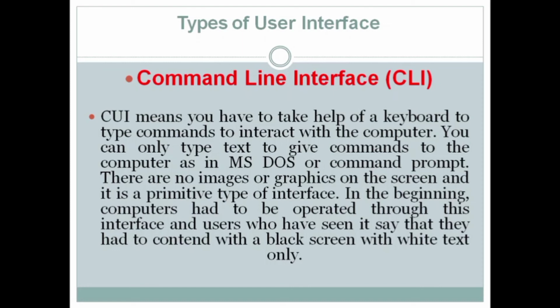So if you want to perform any operation over that, then the only thing that you have is your keyboard. You have to type the commands to interact with the computer. You can only type text to give commands to the computer, as in MS-DOS, Microsoft Disk Operating System, or the command prompt. There are no images or graphics on the screen, and it is a primitive type of interface. Means in the beginning, computers had to be operated through this interface, and users had to contend with black and white screen text only.